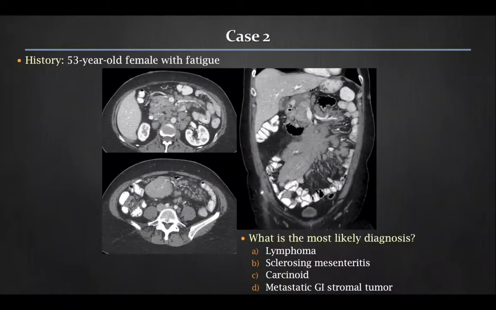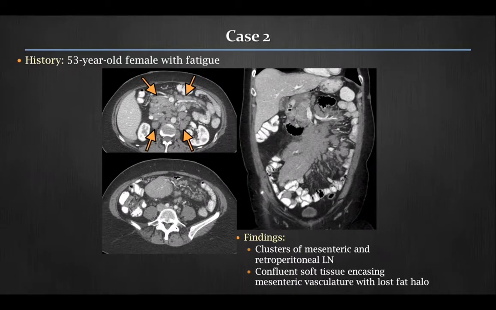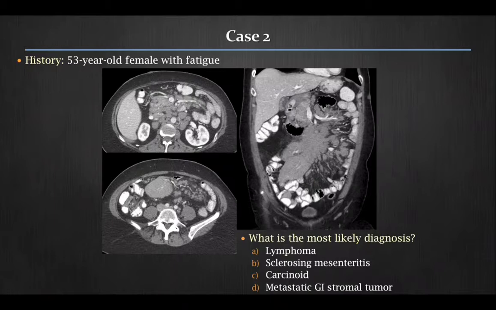Here's the second case, a 53-year-old female with fatigue. Question is, what's the most likely diagnosis? And the findings here are clusters of enlarged mesenteric and retroperitoneal lymph nodes with soft tissue extending along and around the mesenteric vasculature without a preserved fat halo. So what is the most likely diagnosis? This is lymphoma.